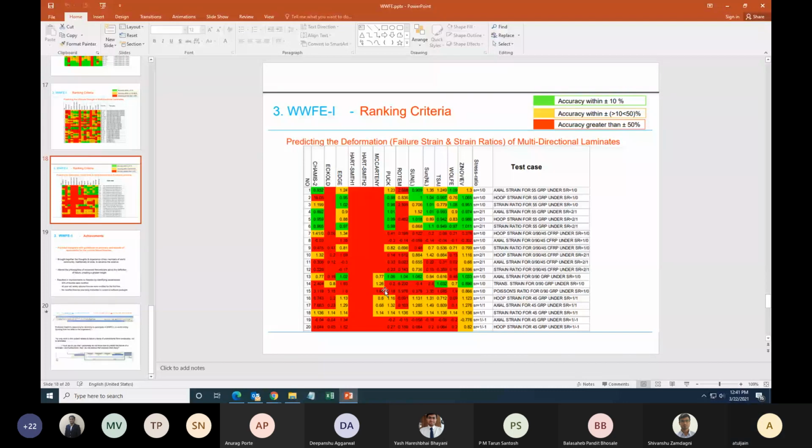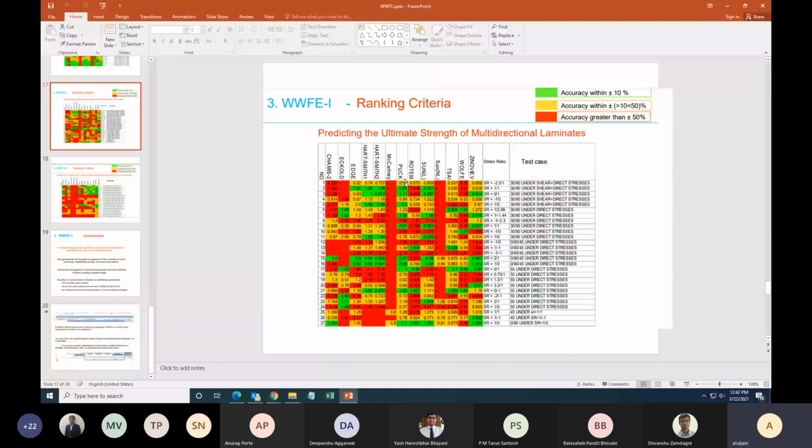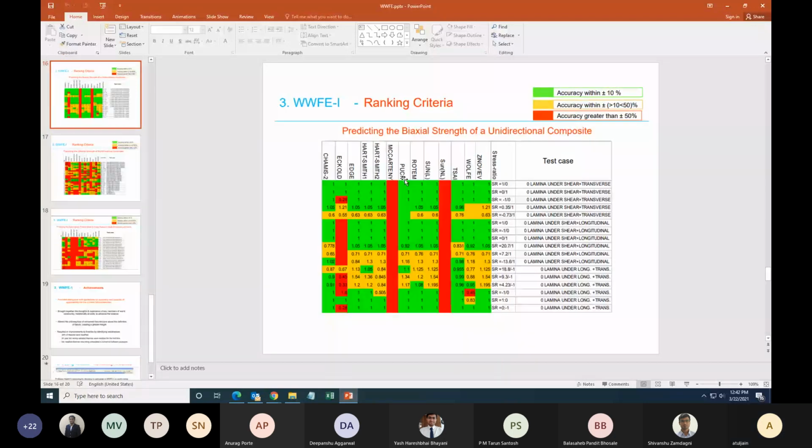Okay, any questions? Okay, then I think we'll wind this lecture up. One of the points is that one of the winners, so one of the failure criteria which managed to escape this worldwide failure exercise with least damage to its reputation was the one by Puck. If you see, generally, Puck got the least damage to its reputation, and Puck failure criteria has also been implemented in software ANSYS. So ANSYS has Hashin as well as Puck failure criteria.